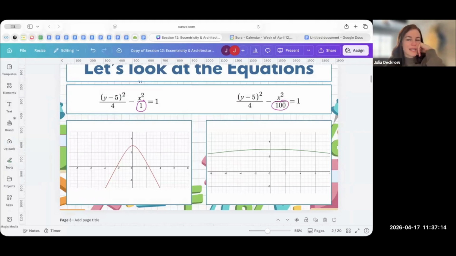And so what we're looking at today is how to figure out, if you're comparing two shapes, maybe it's two ellipses, maybe it's two hyperbolas, how can you figure out which one's going to be more steep and which one will be more flat? So that is the goal.